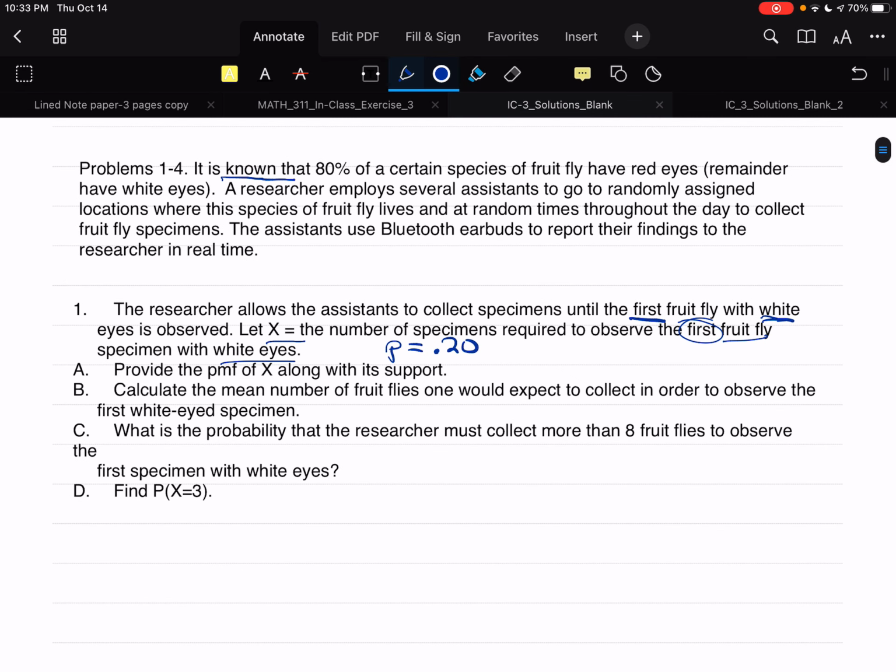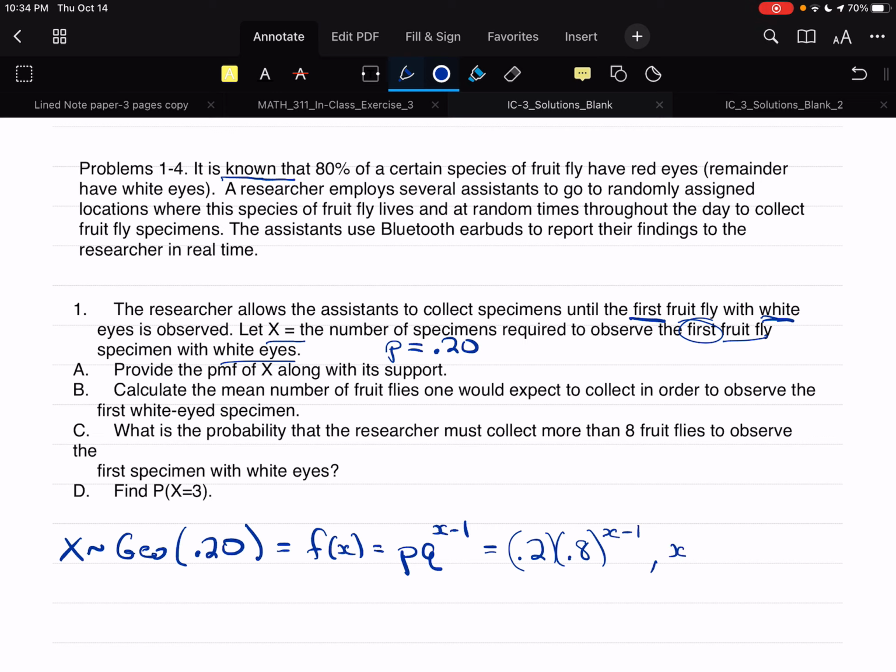So we have that X is the number of specimens that's required to observe the first fruit fly. X is going to be a geometric distribution with P equal to 0.20. And so this is f(x) equals p q^(x-1), which is equal to 0.2 times 0.8^(x-1), where x can equal 1, 2, 3, etc. So this is the support of X. Remember that the support or space of X is where the PMF has a positive value. All right? A positive value. So this is the answer to part A.